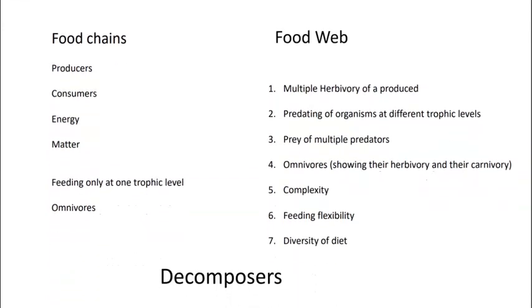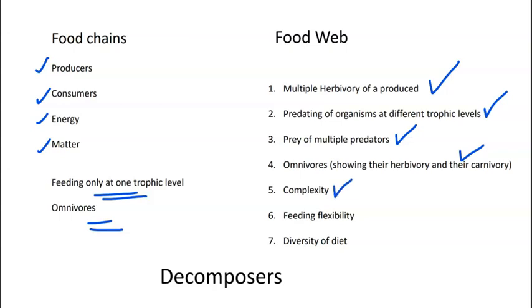Comparing to food chains then, our food chains have producers, consumers. We see energy and matter being transferred, but an organism can only occupy one trophic level, and it does not show omnivores. The advantages of the food web, in summary, are multiple herbivory can be shown of a producer. Some organisms can be shown showing predation at different trophic levels. An organism can be the prey of multiple predators. We can put omnivores in. That there's great complexity shown in the flow of energy and matter.